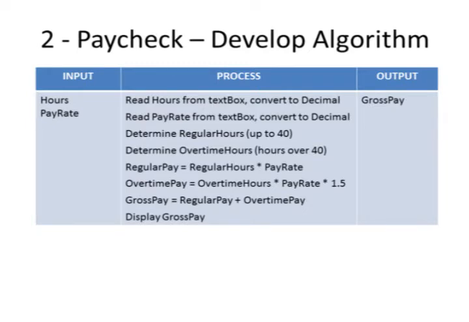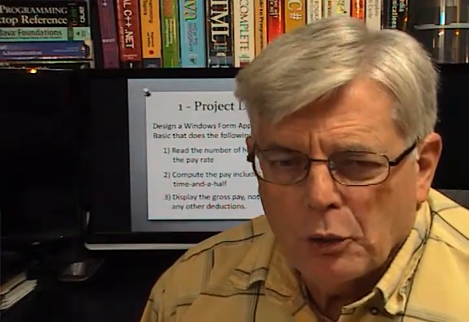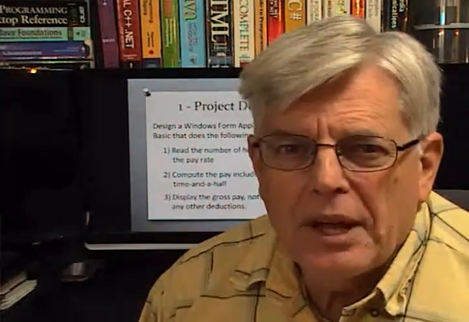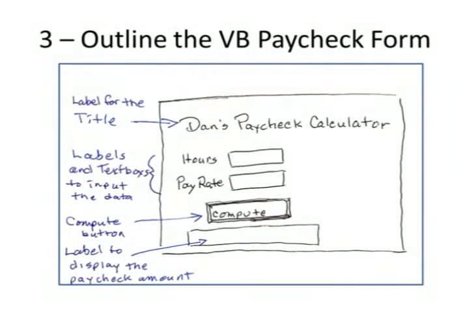Before we get too far, let's draw a simple diagram of what the Visual Basic form should look like on the screen. At the top, I have a label that says Dan's Paycheck Calculator. Put your name there instead of mine, unless your name also happens to be Dan. I have a label and a text box for inputting the hours, another label and text box for inputting pay rate, and then a button that says compute. Below that, I'm using another label to display the paycheck amount.